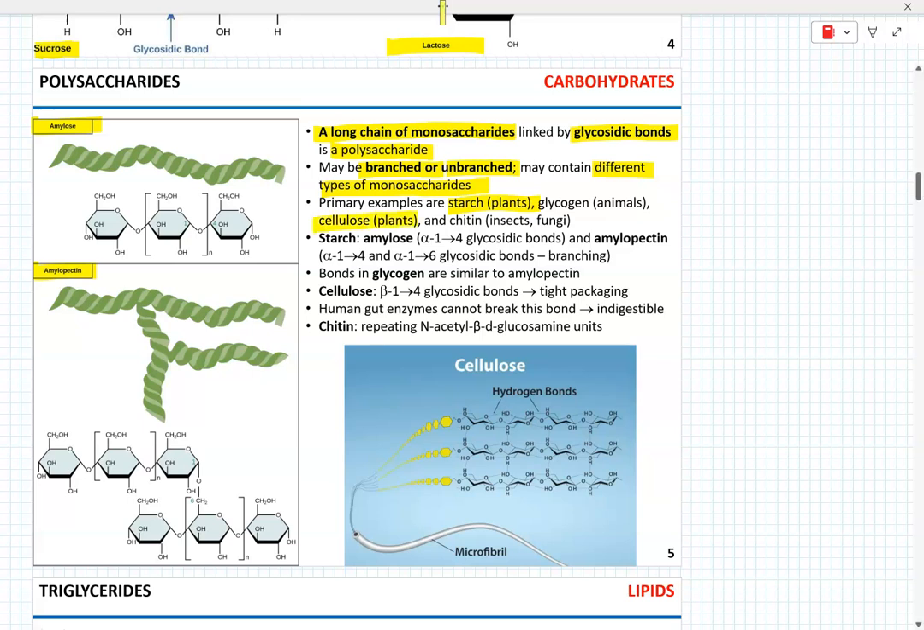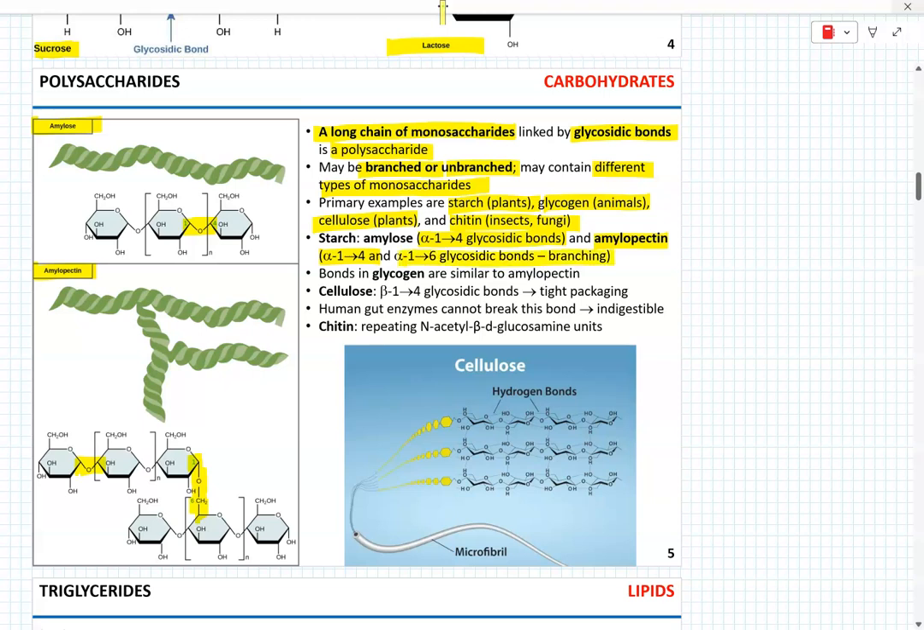Cellulose, found in plants, glycogen, found in animals, and chitin, found in the exoskeleton of insects and in fungi. Starch contains, as we mentioned before, two distinct polymers: amylose, in which glucose molecules are connected by alpha 1,4 glycosidic bonds, and amylopectin, in which glucose molecules are connected either by alpha 1,4 or alpha 1,6 glycosidic bonds.